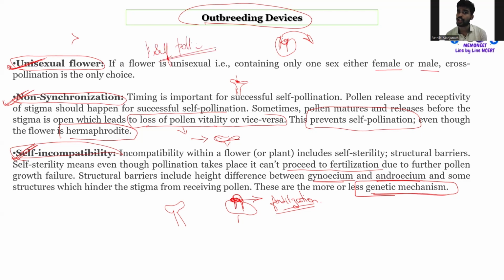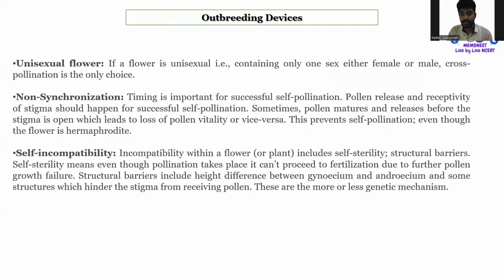What effects will it cause if pollination happens within the same flower or same plant? Obviously, inbreeding depression will happen. As a result, we won't get the outgrowth very well. So this was all about the outbreeding devices. After outbreeding devices, we'll come to pollen-pistil interaction.